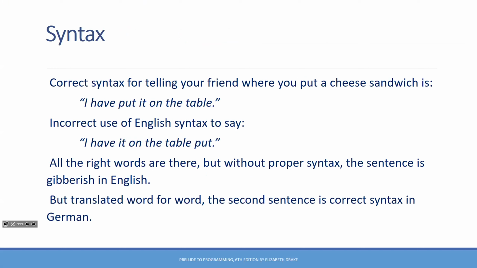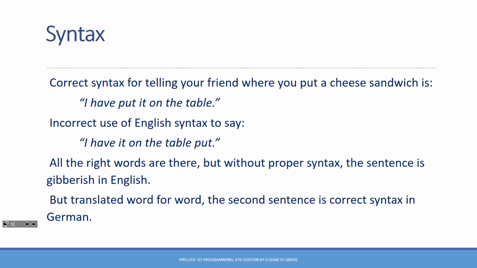So some programming languages are going to allow us to do things that other programming languages aren't. So what is syntax? You've probably heard that term before. It's the rules for the language. I like this little statement that they have. They say, the correct syntax for telling your friend where you put a cheese sandwich is, I have put it on the table. That's what we would say. Incorrect use of our English syntax would be to say, I have it on the table put. So all the right words are there, but to us, they're not in the right order.